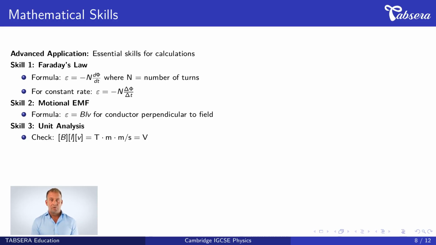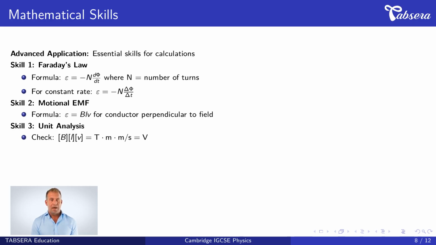Mathematical skills are crucial in electromagnetic induction. Let's examine three key skills. First, Faraday's law. The general formula is epsilon equals negative N times d phi by dt, where epsilon is induced EMF, N is the number of turns in the coil, and d phi by dt is the rate of change of magnetic flux. For a constant rate of change, this becomes epsilon equals negative N times delta phi over delta t.